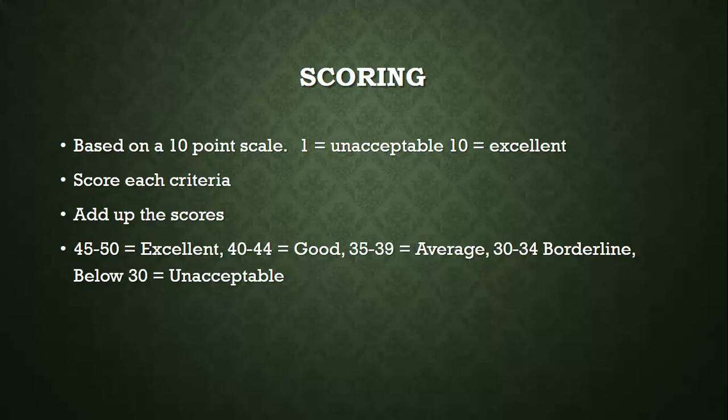A score of 45 to 50 is excellent. 40 to 44 is good. 35 to 39 is average. 30 to 34 is borderline acceptable, and below 30 is unacceptable. You should strive to find information that you find excellent. Not every source you use will be perfect, but many should come close.